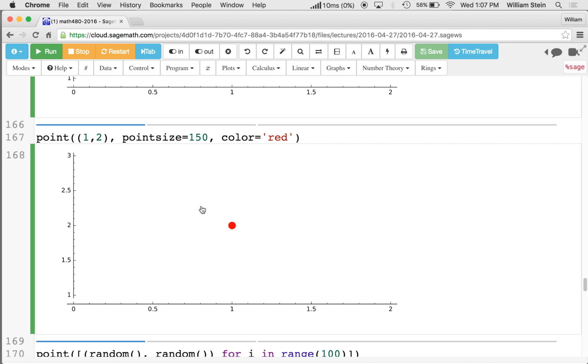And so it's the point at position 1, 2. It has size 150, and its color is red.